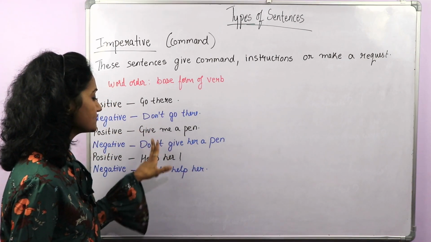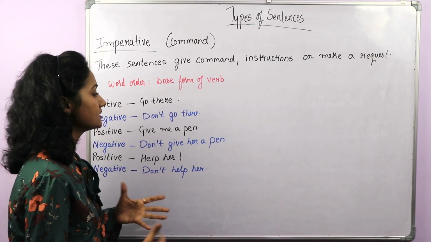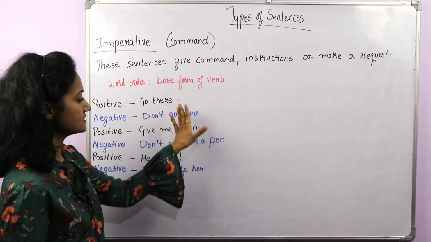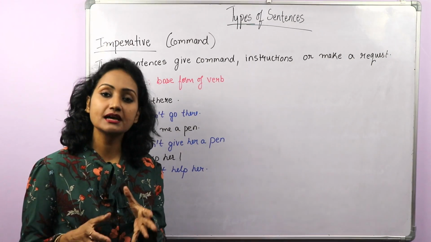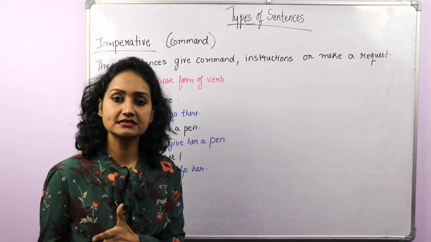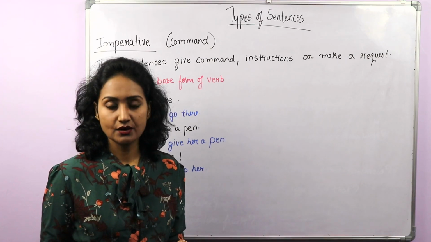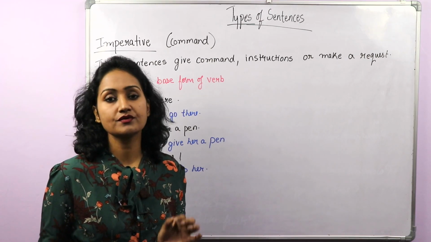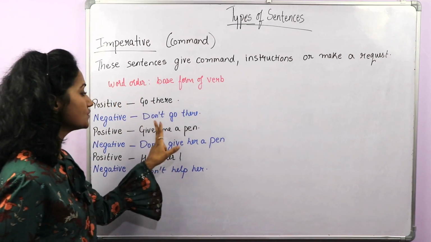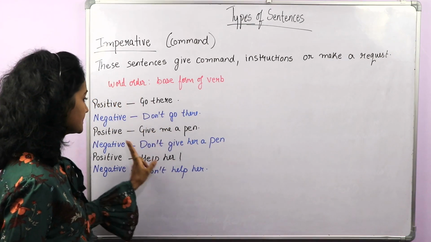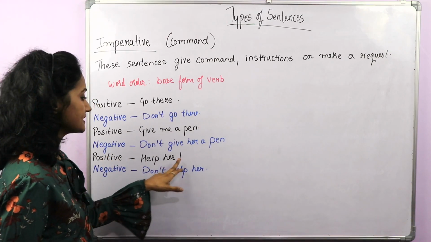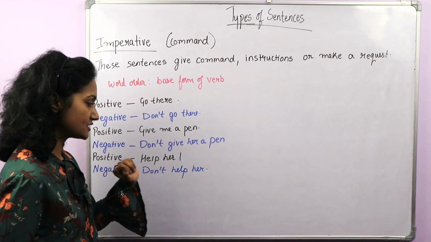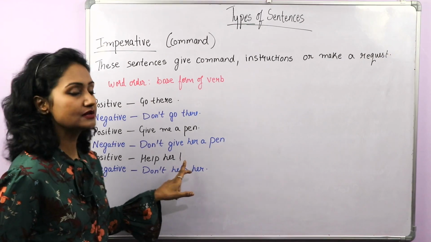We are using don't, or do not, while making a negative sentence because we know that this is in simple present tense, and we know that when we have to make a negative sentence in simple present tense, we use the do verb and the first form of the verb. So do not or don't. Give me a pen, don't give her a pen. Now look at this sentence. Here we have the exclamation mark.